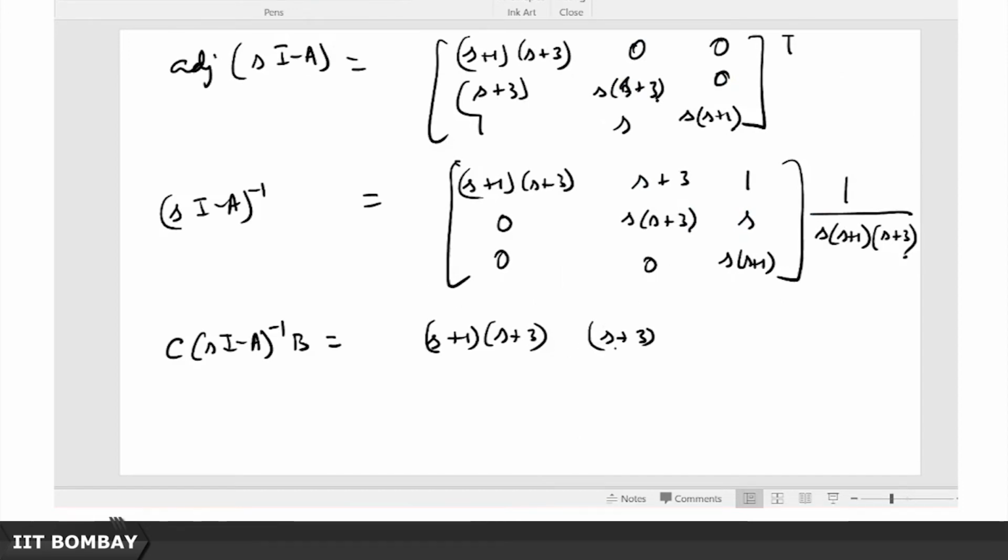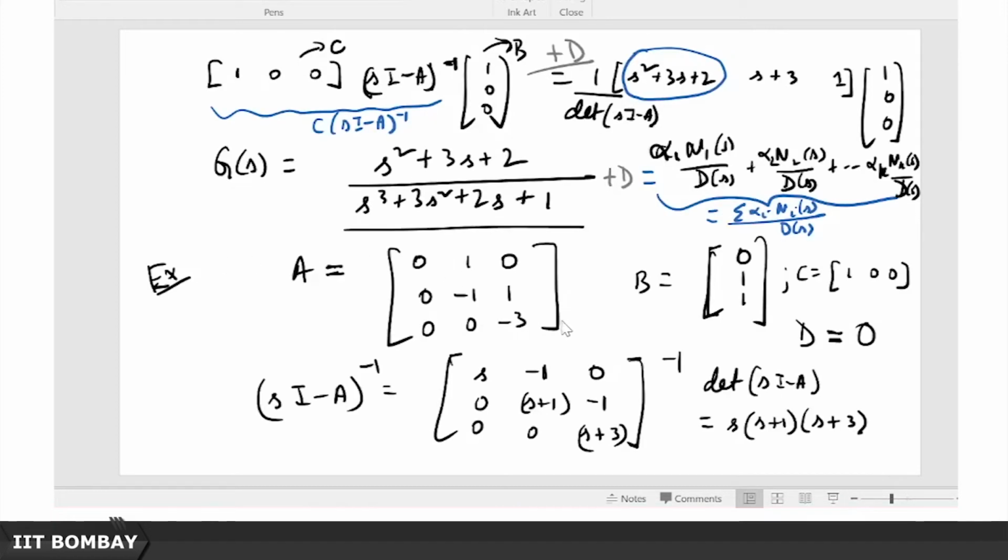S plus 3 and 1. Of course, the determinant has to be there. So this is S into S plus 1 into S plus 3 times 0 1 1. So 0 1 1 means I have got to sum this. What happens if I take the sum of this? Let me see. I hope this is not a mistake that I am making. You have to correct me if I am making a mistake. Let me see if the calculations are correct.